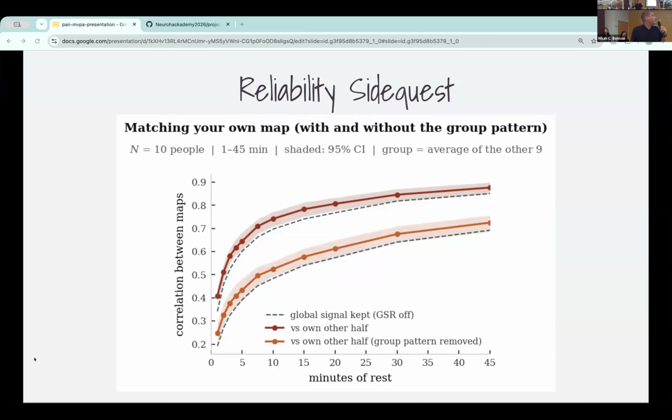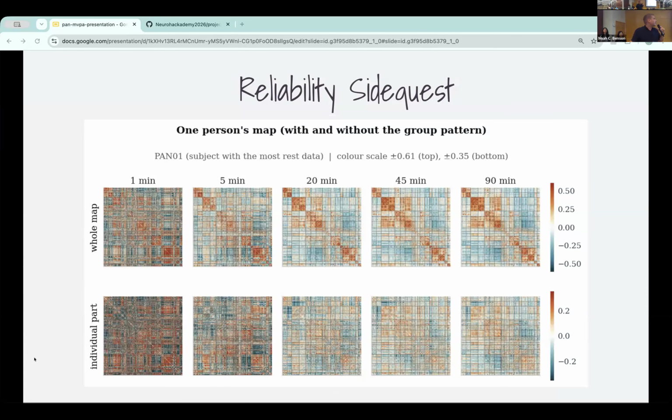Then I moved on to the fact that we're interested in brains, but we're also interested in the individual. The top line is the same as the other plot, but then I also took the average of the 9 other subjects and subtracted that, to see the individuality, or what's left of the individual when we subtract the whole average brain of the other subjects.